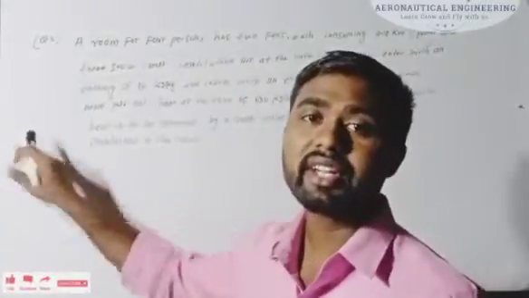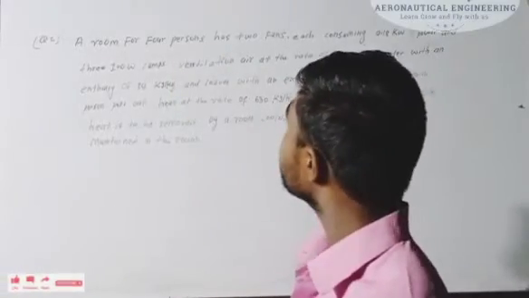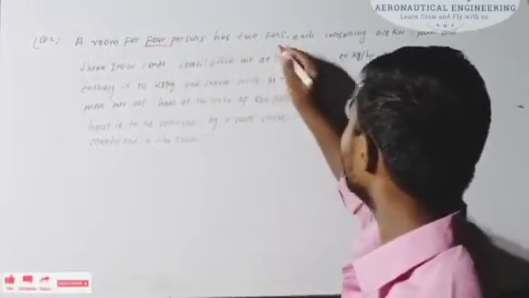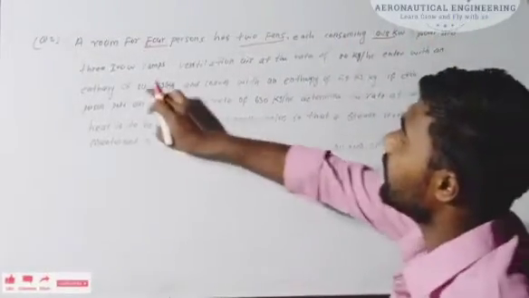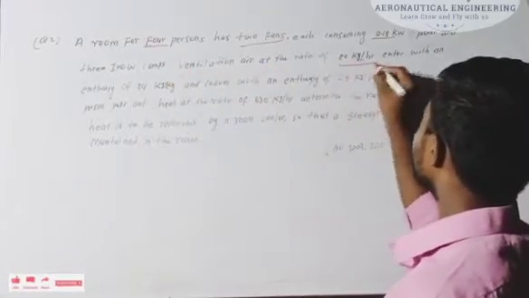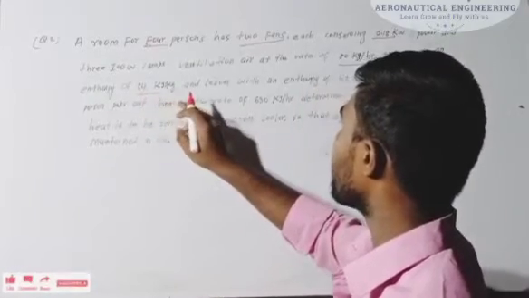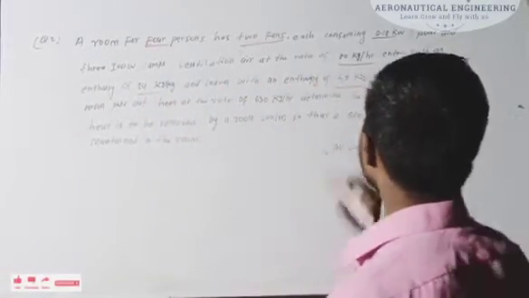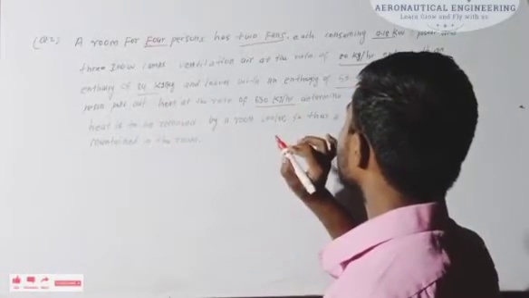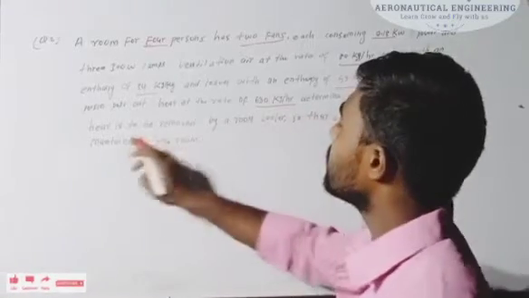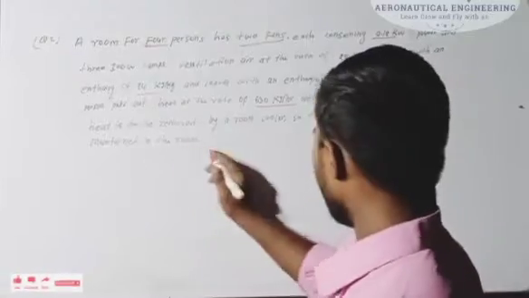Now we are going to see the second question. In the second question, given a room for 4 persons has 2 fans, each consuming 0.18 kilowatt power, and a 300 watt bulb. Ventilation at the rate of 80 kg per hour enters with an enthalpy of 84 kilojoule per kg and leaves with an enthalpy of 59 kilojoule per kg. If each person puts out heat at the rate of 630 kilojoule per hour, determine the rate at which heat is to be removed by a room cooler so the steady state is maintained in the room.